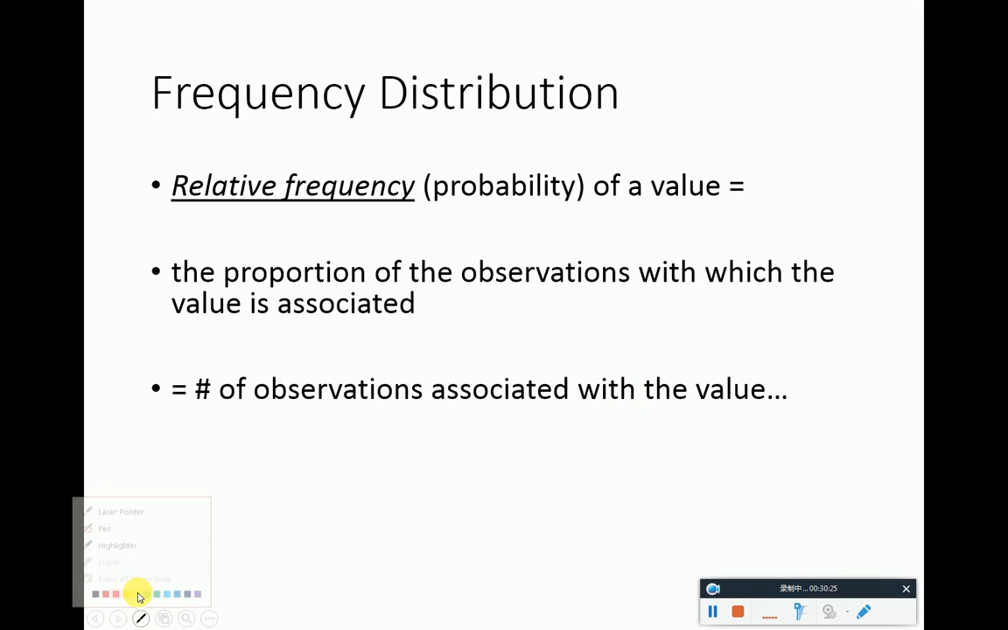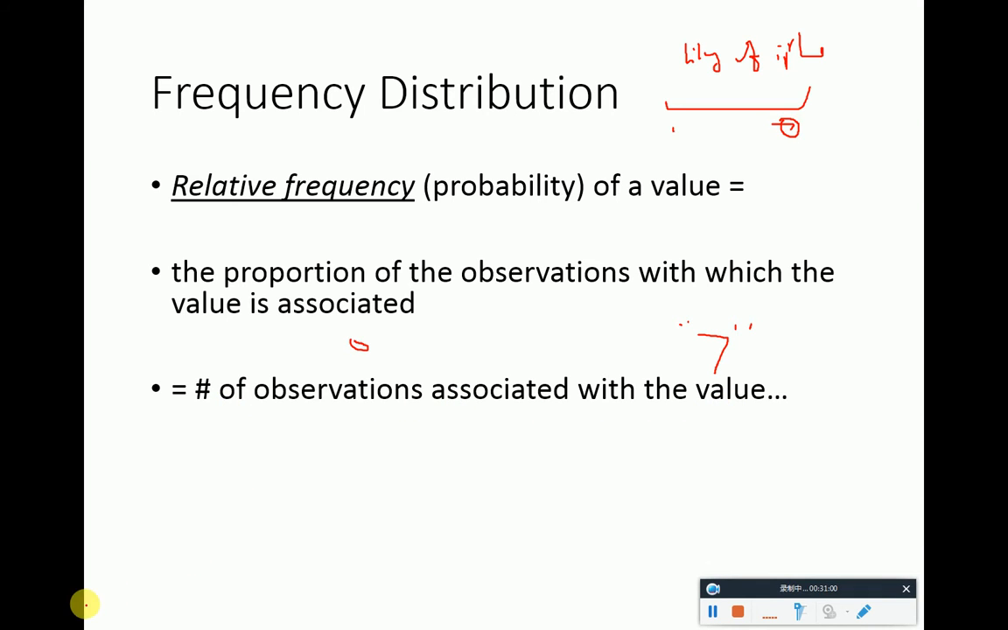So you have the number of observations associated with the value. So let's say the value that you're interested in is your liking of iPhone, on a 7-point scale. So you're interested in how many people scored 7. So the value that you're interested in is 7. Okay? And how many people score 7? Well, in our example, 0. Okay? So there are 0 observations associated with the value.